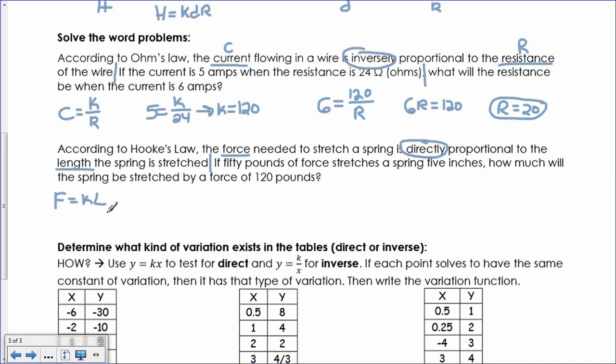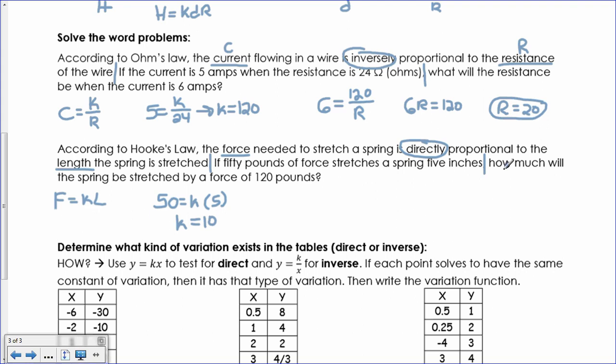The next information is going to help us find K. If 50 pounds of force stretches a spring 5 inches, stop. They gave us two numbers: the force and the length. It doesn't specifically say length, but because they use the word inches, that indicates it's going to be a length. So the force is 50, and the length is 5. With that information I can solve, and I find that K is equal to 10.